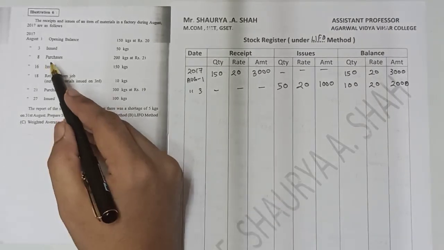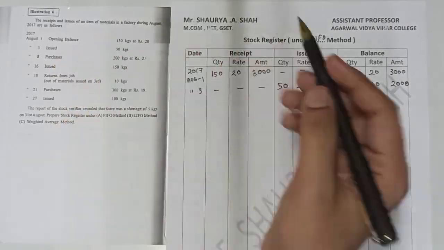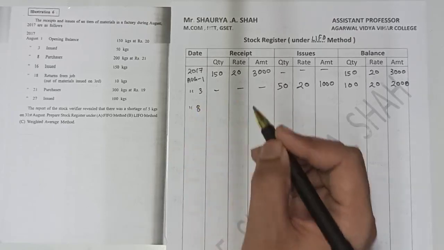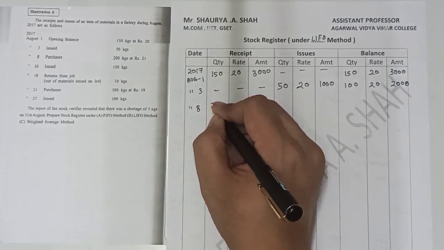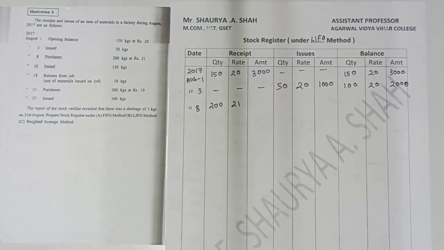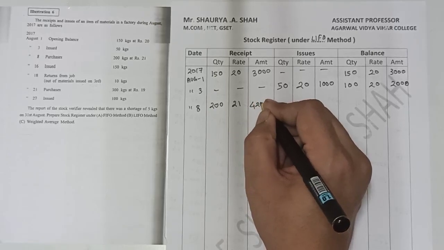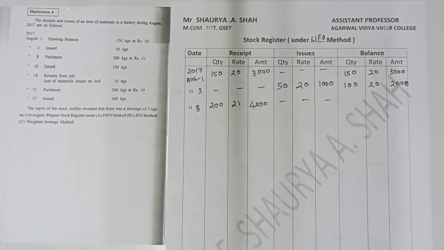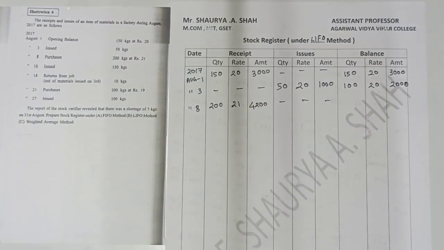Next thing is, on 8th of August you have a purchase. Purchase means in the receipt column quantity is 200 kg, rate is 21. So 200 into 21, again 4200 will be my amount, right? Issues it will be dash. Clear till here? Now again same thing you need to write down.